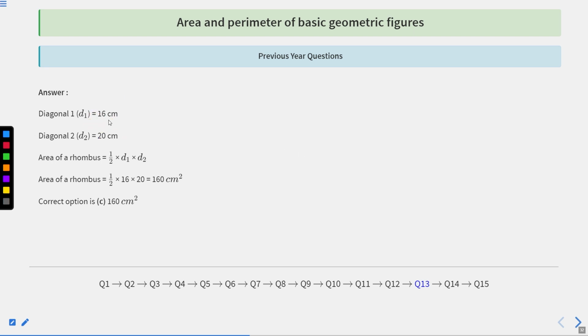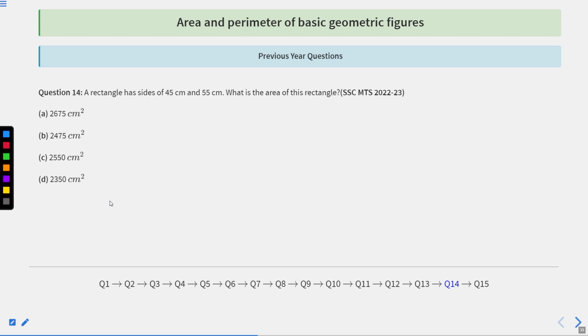The length of the first diagonal is d1 equal to 16 centimeter. The length of the second diagonal d2 is 20 centimeter. Now try to recall, the area of a rhombus is given by half into d1 into d2. So this is the formula to find out the area of a rhombus. Clearly d1 is given to you, d2 is given to you, so each and every variable is known to you. You just have to substitute the values to obtain the area. So it will be half into 16, that is d1, into 20, that is d2, and it will be 160 centimeter square. So option number C is correct, that is 160 centimeter square.